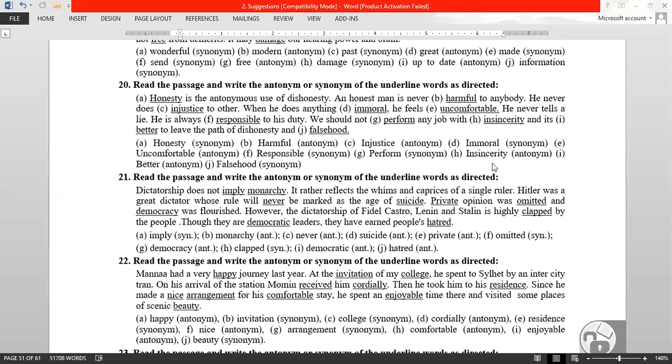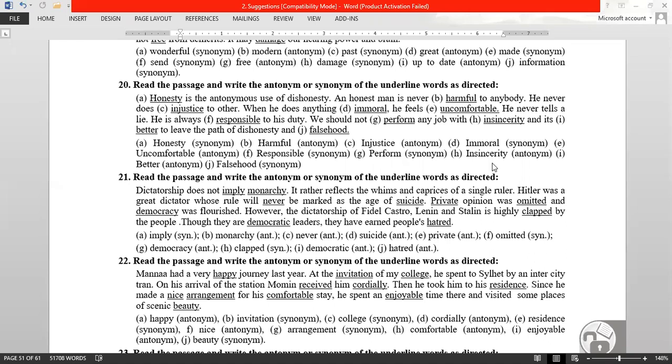Uncomfortable, comfortable. Okay. Responsible. Answerable. Reliable means something or someone you can depend on. But responsible means if you are responsible for something, you are liable to do that. You are entrusted with the duty of doing something. Its synonym can be liable, L-I-A-B-L-E, or accountable. If you are accountable, that means you are liable. You have to account for your action.